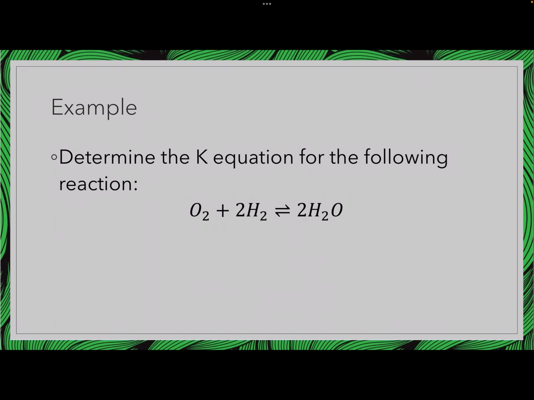Here, oxygen plus hydrogen is in equilibrium with water. Our products in this case are going to be water. Our reactants are going to be hydrogen and oxygen. So it'll be the concentration of water over the concentration of hydrogen times the concentration of oxygen. Then we also have to think of the stoichiometric ratios, 1 to 2 to 2. So oxygen is going to be to the power of 1, hydrogen is going to be squared, and water is also going to be squared. So it's going to look like this.